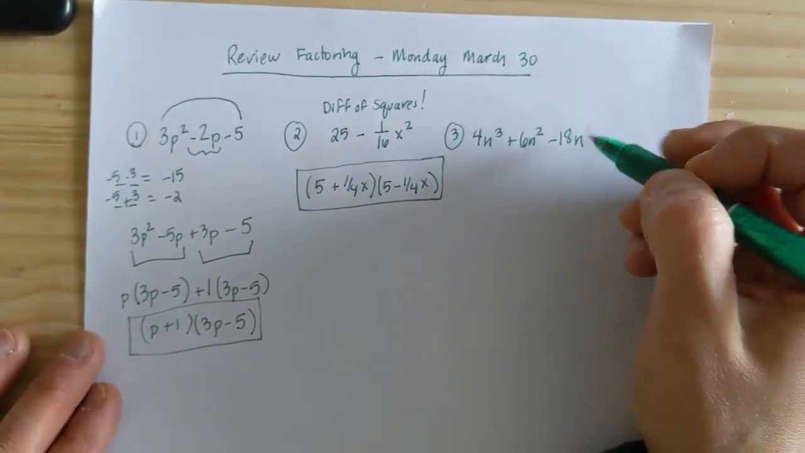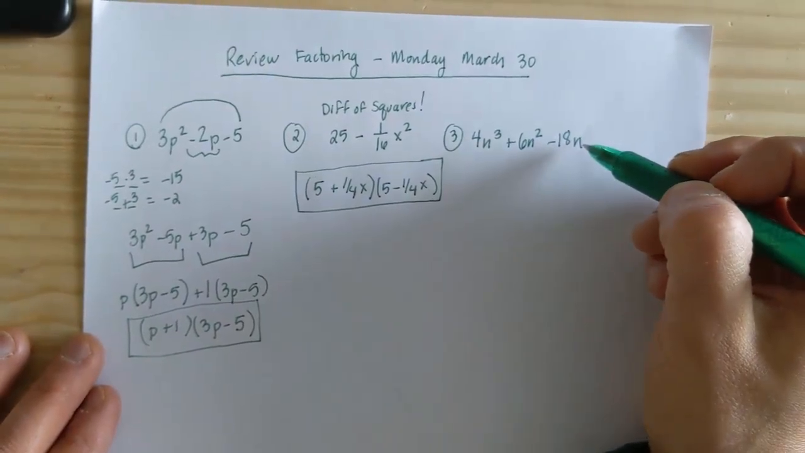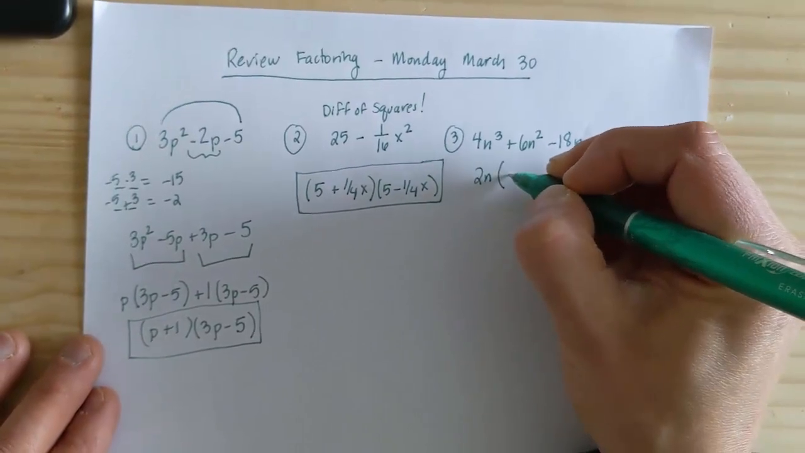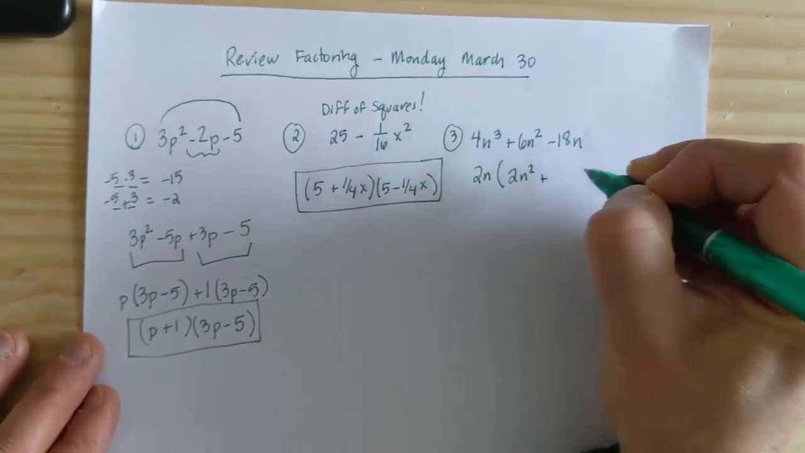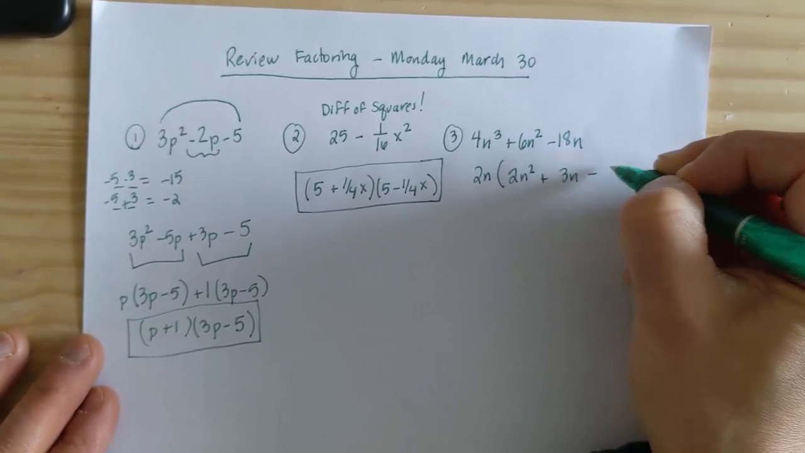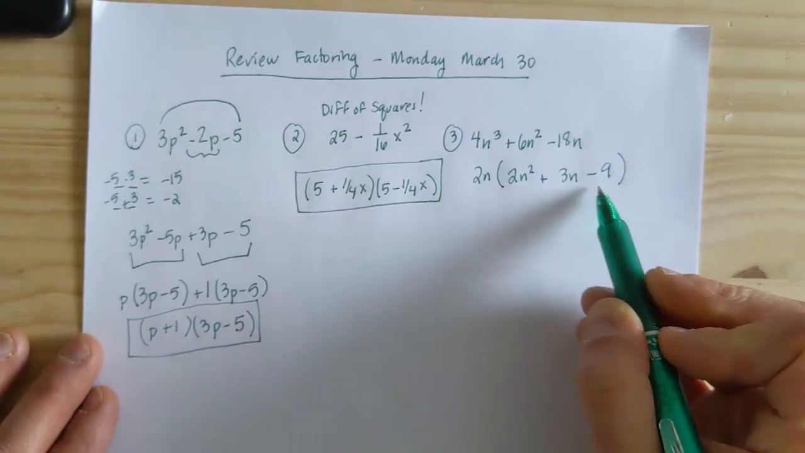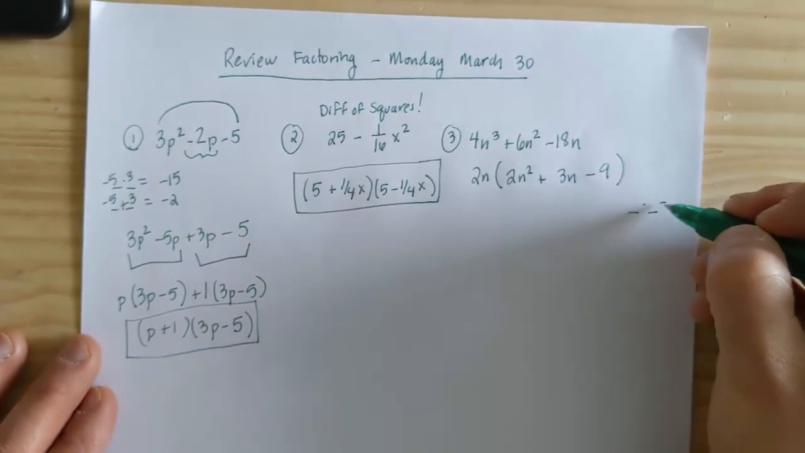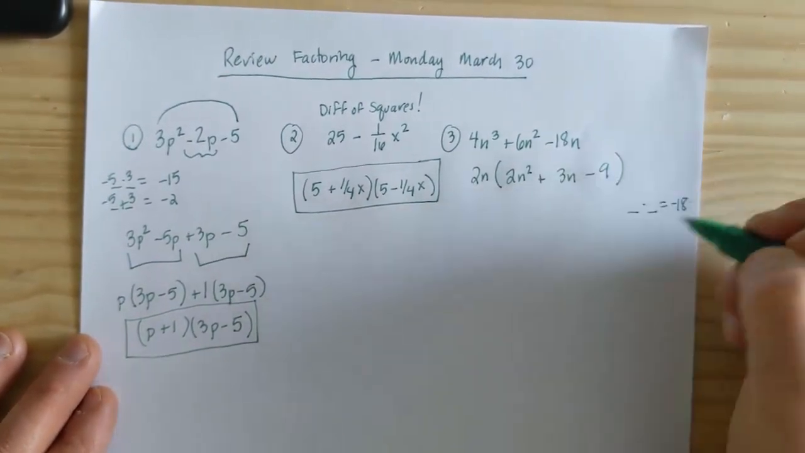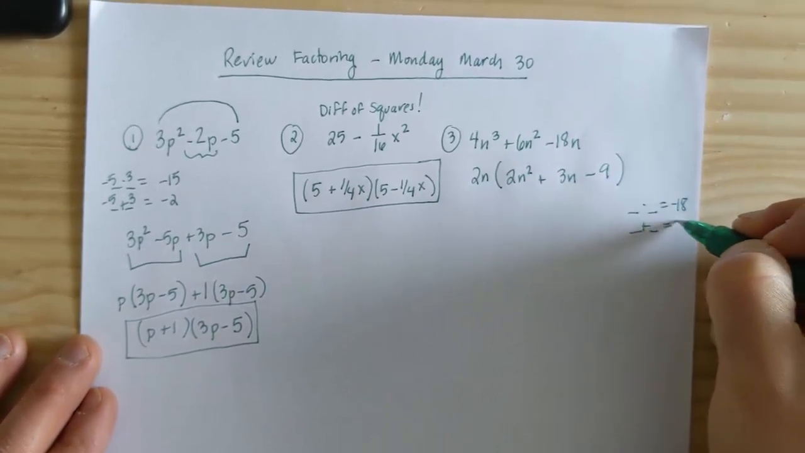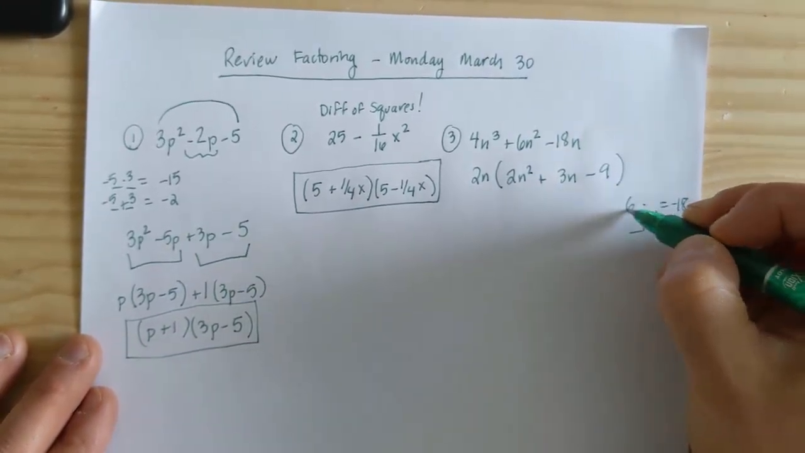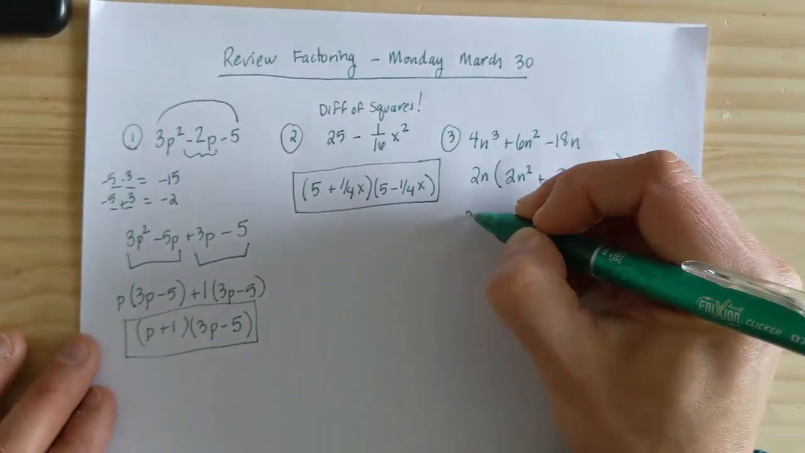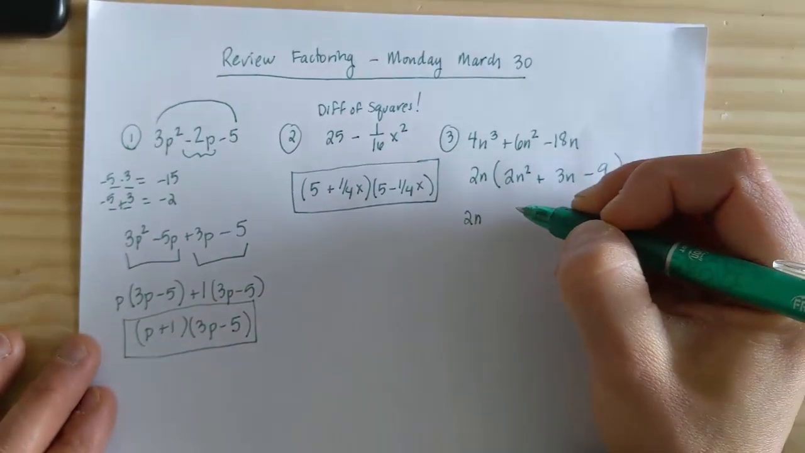Okay, number 3. There is a GCF here. It looks like it's probably 2n, so I'm going to factor that out first. Here I'm left with 2n squared plus 3n minus 9. And now this problem is a lot like number 1. I'm going to have to find something that multiplies to make negative 18, 2 times negative 9, and adds to make positive 3. So that's going to have to be 6 and negative 3. Alright, so don't forget about that 2n.